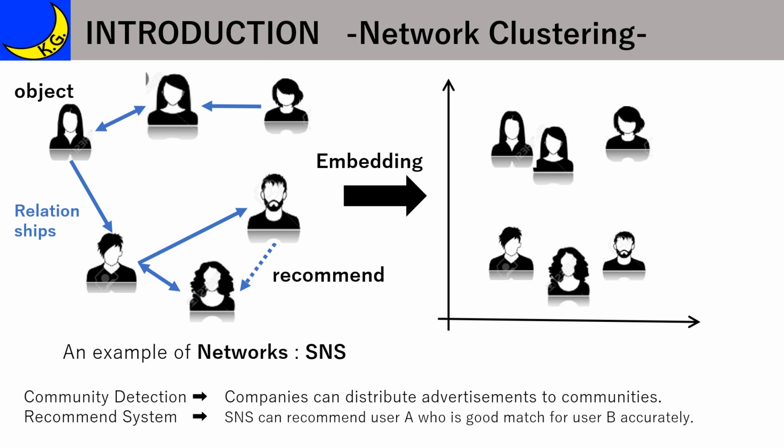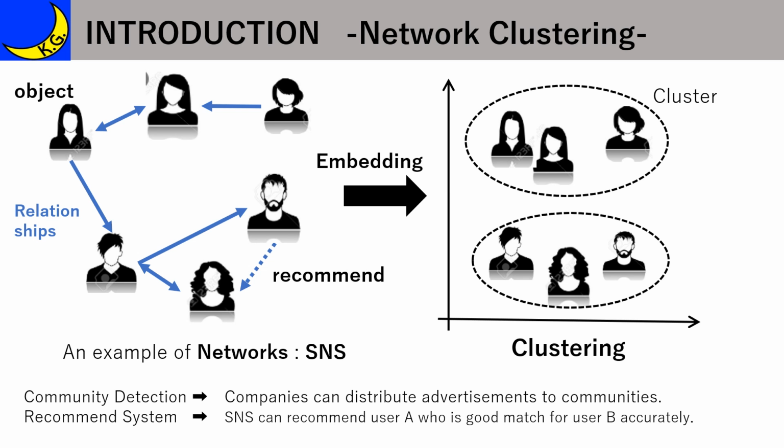First, based on the information of the network, objects in the network are embedded into a vector space. Second, we cluster the objects in the vector space by using an algorithm, such as k-means. In the first step, the embedding is important because the embedding affects the accuracy of the clustering.